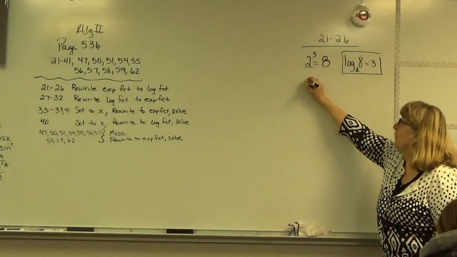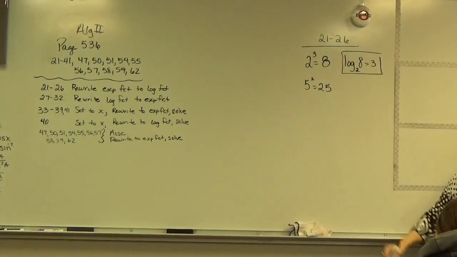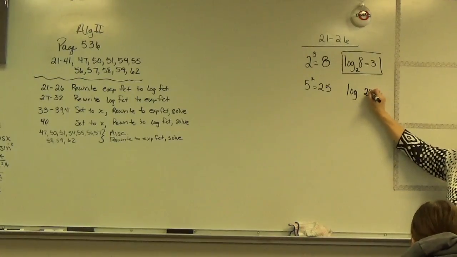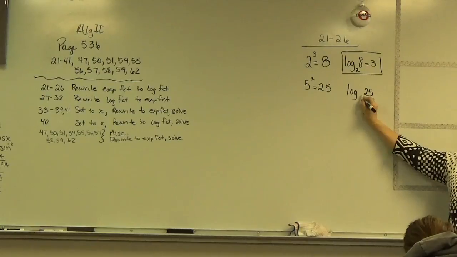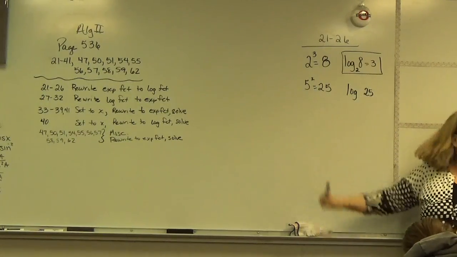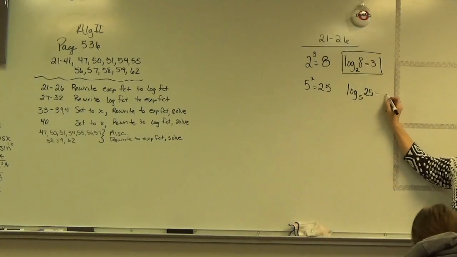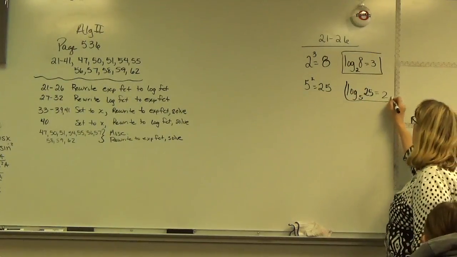If I have 5 squared equals 25, what would that be rewritten? Log of 25, base 5, equals 2. The base is the same as in exponential form. The base, that's called the base in exponential form. That's it. You're just moving things around.